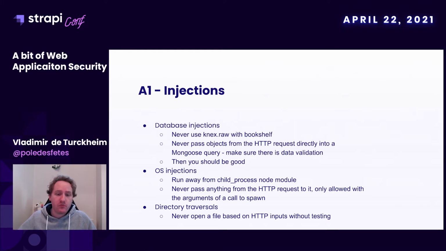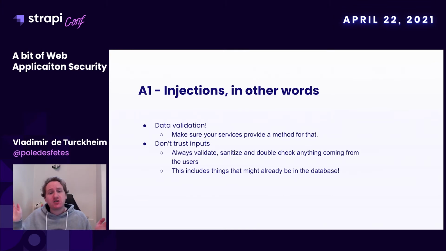So never open a file based on HTTP inputs without making sure that this actually resolves to the right file to open. And you can use the method path.resolve in the Node.js standard library to make sure that the path opens the right thing you want to allow. If you've got a public folder, make sure that you never open a file that is outside of this folder. In other words, data validation, data validation, data validation.